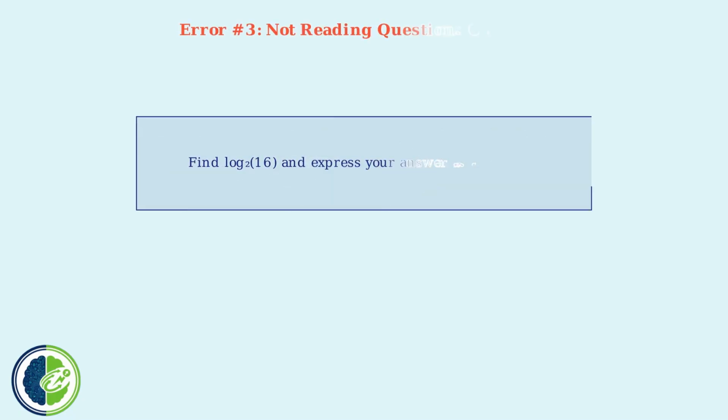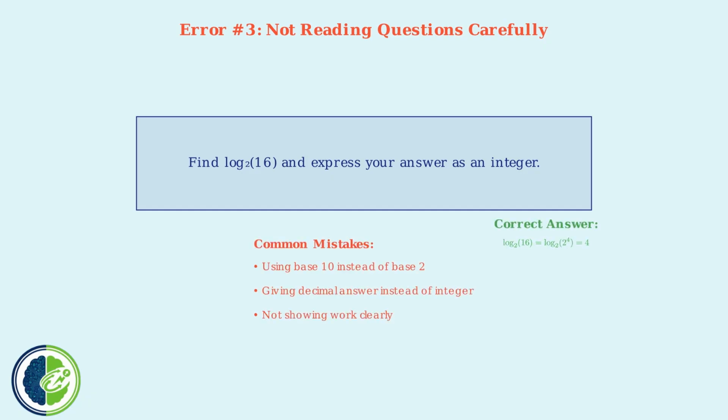The third error is not reading questions carefully. Students often miss important details like the base of the logarithm or specific instructions about the format of the answer. Notice this question asks for log base 2 of 16, not log base 10. Also, it specifically asks for an integer answer. Students who don't read carefully might use the wrong base or give a decimal answer.